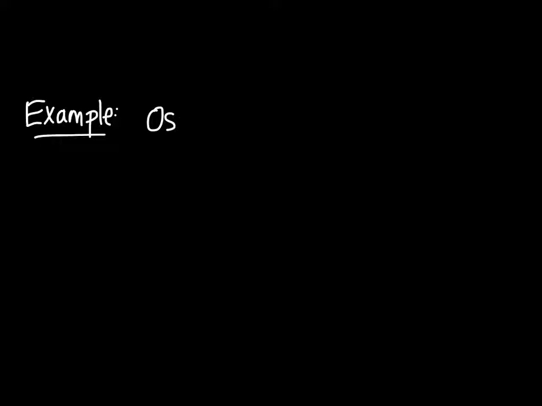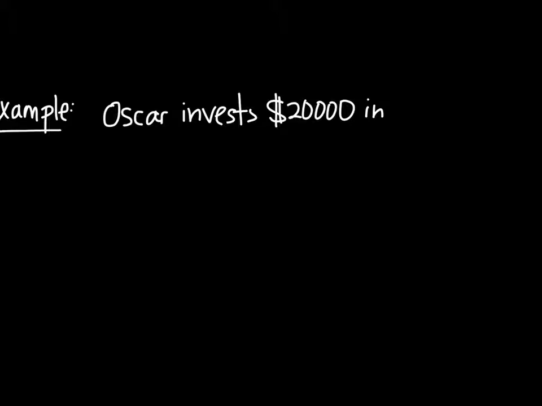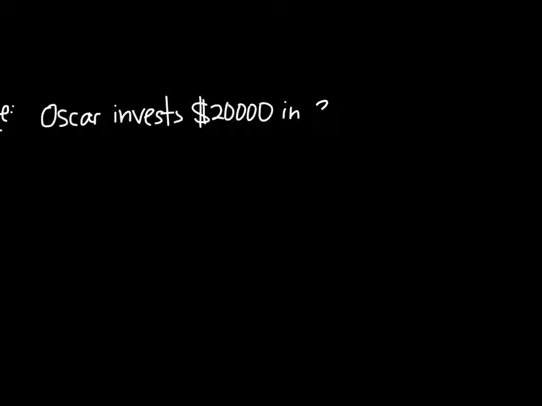Okay, Oscar invests $20,000 in 3 accounts. There's a period, which means I should be able to write a math expression from that. So I'm not going to do the whole paragraph at once. We're just going to look at one sentence after the other.